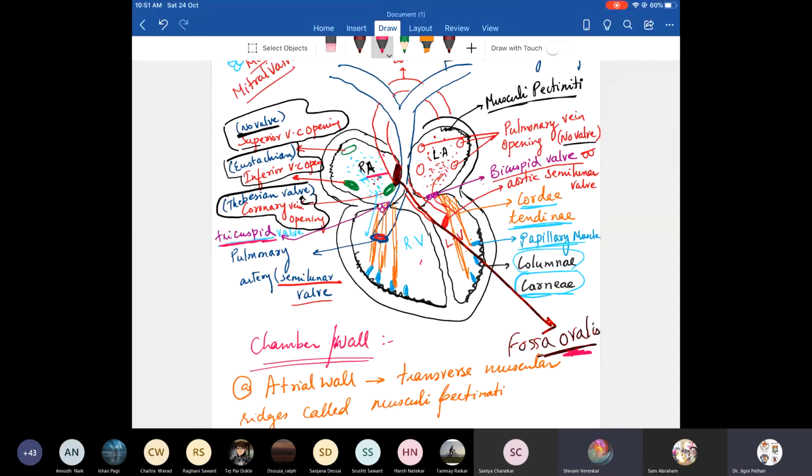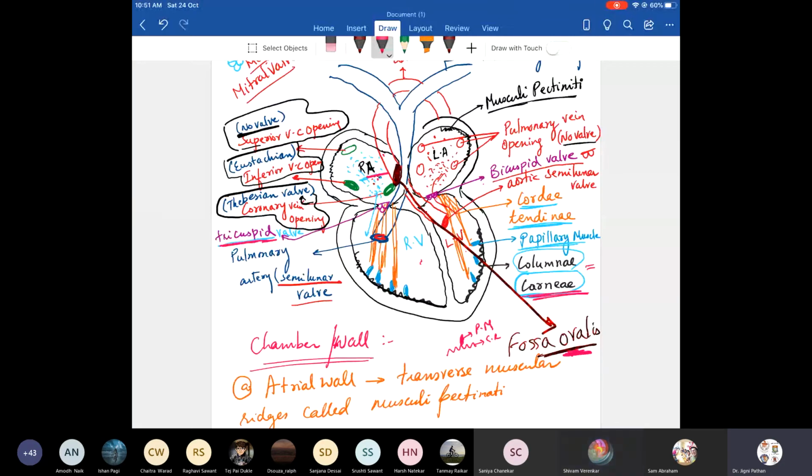Now, what are columnae carneae? Please mute your mic. Columnae carneae are the ridges of the ventricle. What are the ridges of the auricle called? Musculi pectinati. What are the ridges of the ventricles called? Columnae carneae. After columnae carneae come papillary muscles. These are the muscles attached to columnae carneae, at the apex, meaning the tip. If this is the ridge, that is columnae carneae, to this tip there is an attachment of papillary muscle.